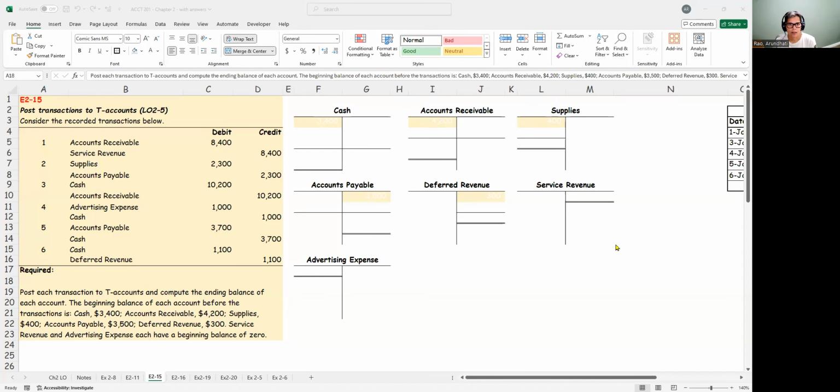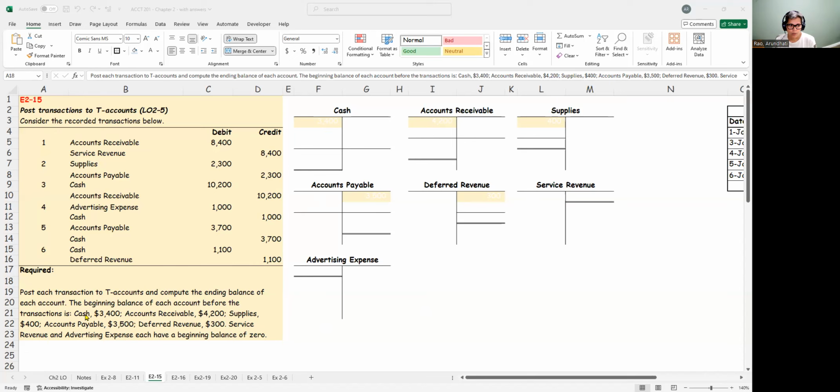Welcome back. Now let's take a look at exercise 2-15, in which we are going to post the transactions from the journal into the T accounts, that's into the ledger. So they've given us journal entries. We've done the transaction analysis. It's already in the journal. We need to post it into the T accounts.